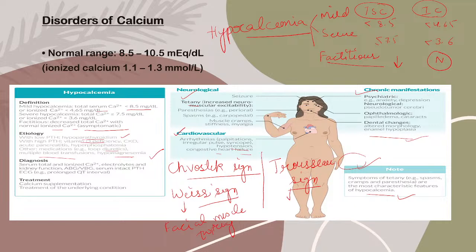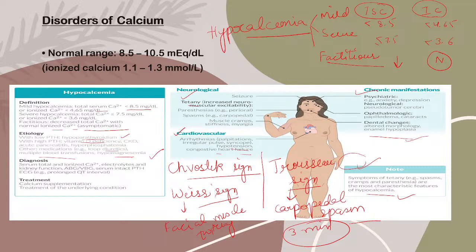And if we talk about Trousseau sign, it is induction of carpopedal spasm. How is it induced? It is induced by inflation of a sphygmomanometer above the systolic blood pressure for 3 minutes. Suppose the patient's systolic is 120. We will inflate it above that and keep it inflated for 3 minutes. So what would be the response?